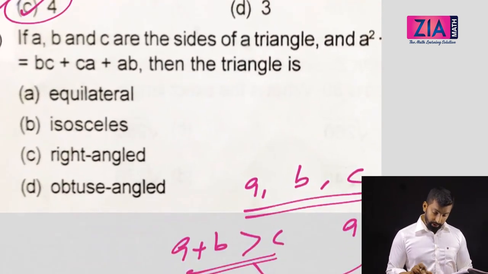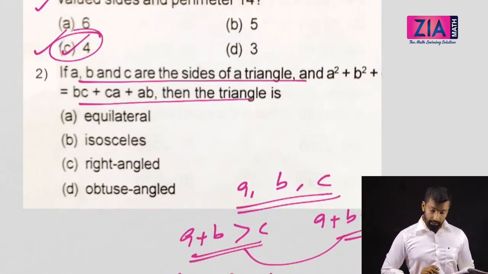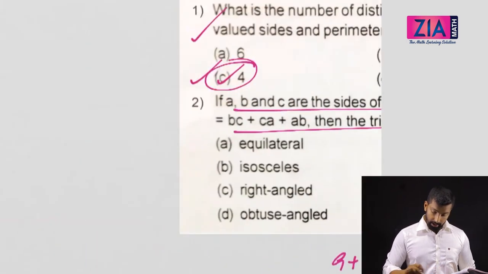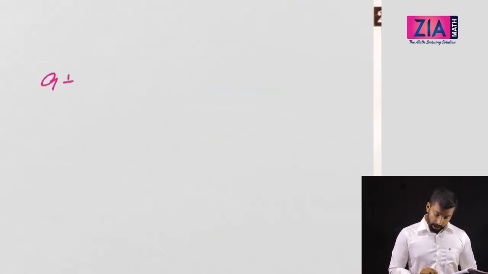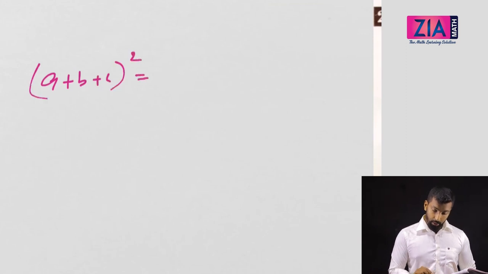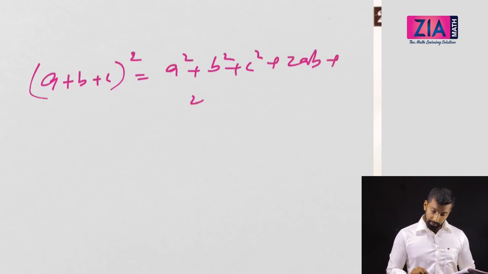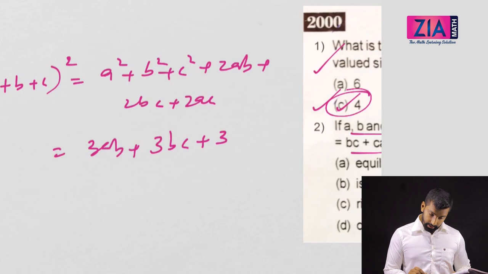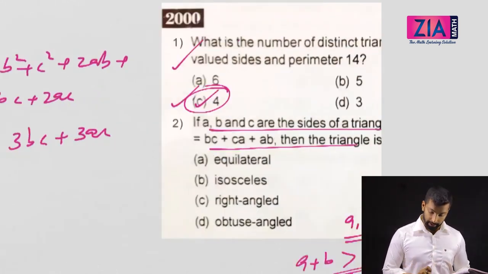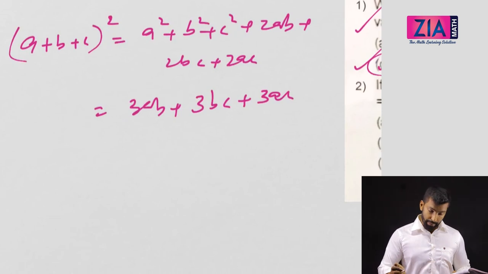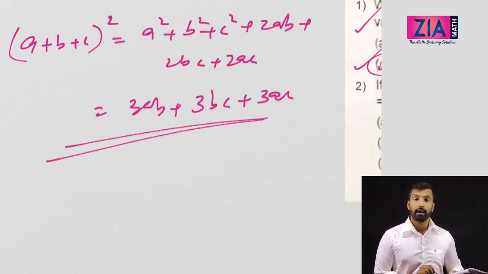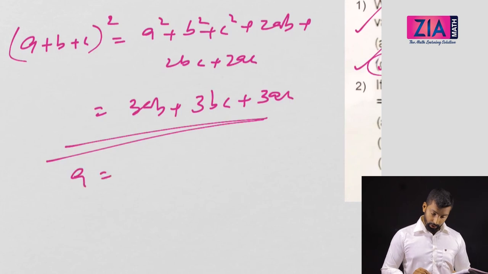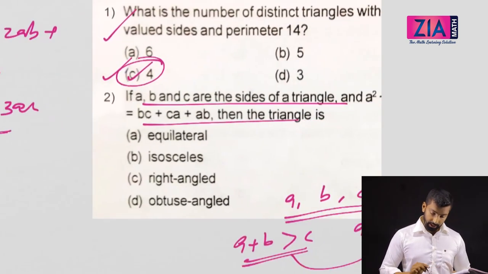Now let's look at the second one. This question, how will you solve this? See, the method of solving this is, we know (a plus b plus c) whole square is equal to a square plus b square plus c square plus 2ab plus 2bc plus 2ac, which is equal to 3ab plus 3bc plus 3ac, right? Then only the condition is satisfied. Now what you can do is assume values for a, b and c and substitute in the equation, and then check the options. What you'll get is a is equal to b is equal to c. So the answer for this question is equilateral triangle.